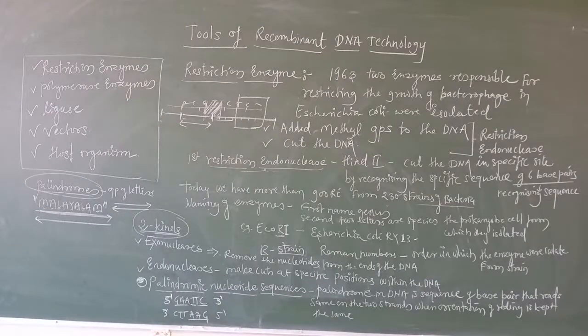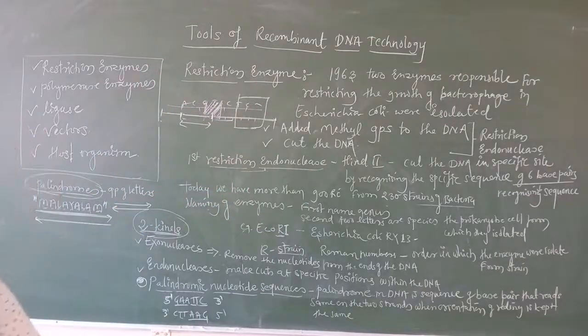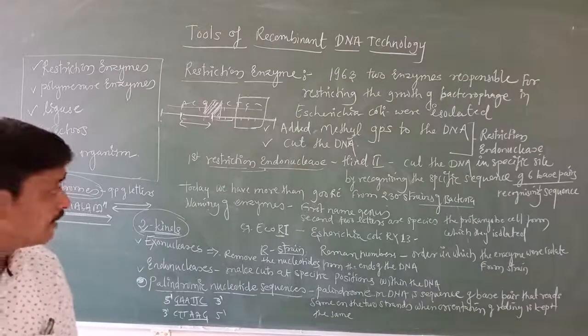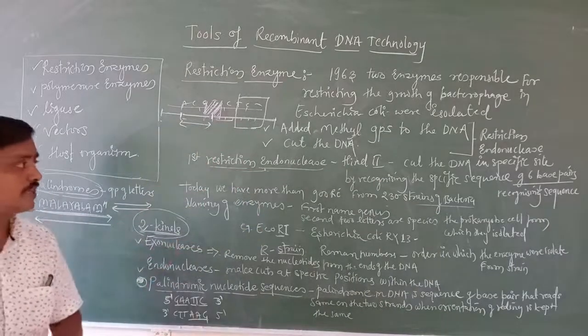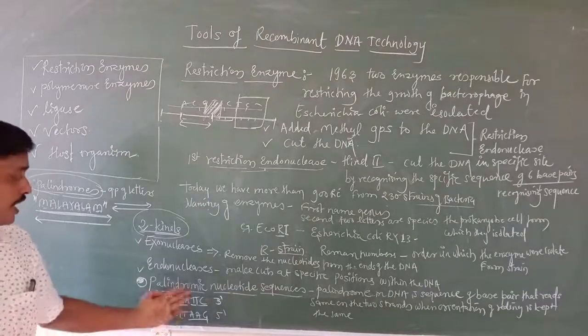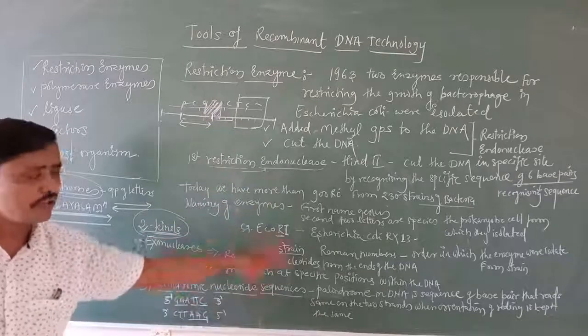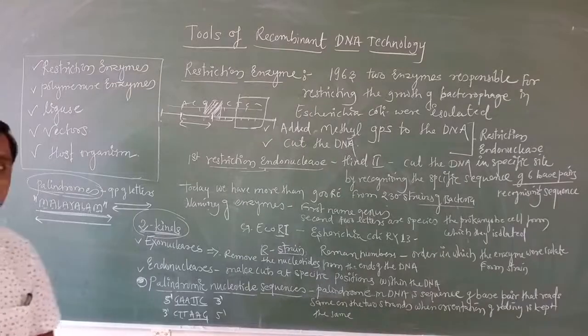Here we discussed the restriction enzyme. Okay, with this I am going to stop here, and in the next class I am going to start with the diagrammatic representation of recombinant DNA technology. So you are going to remember these things: restriction endonuclease, the first restriction endonuclease, two kinds of endonuclease, exonuclease and endonuclease, and palindromic nucleotide sequence. These are very important from the examination point of view. Okay, I am going to stop here.